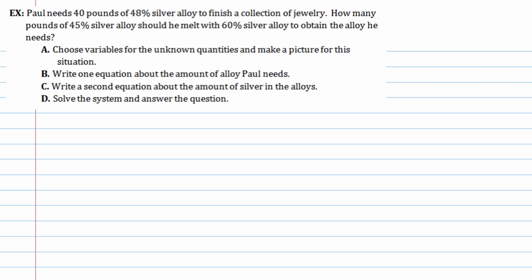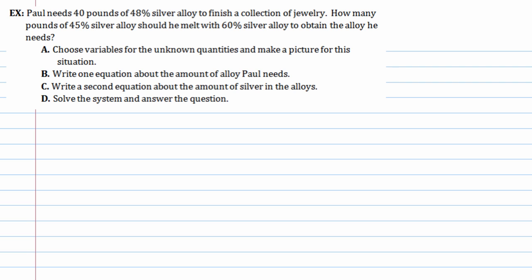Some guy needs 40 pounds of a silver alloy to finish a collection of jewelry. A silver alloy is basically a mixture of silver and other metals. Okay, and it's 48% pure silver is what his alloy is. That's what he needs. 40 pounds of 48% silver alloy.